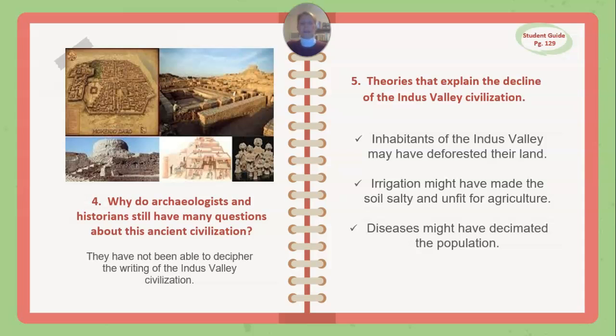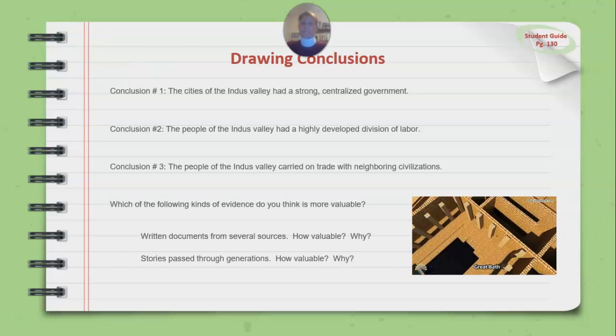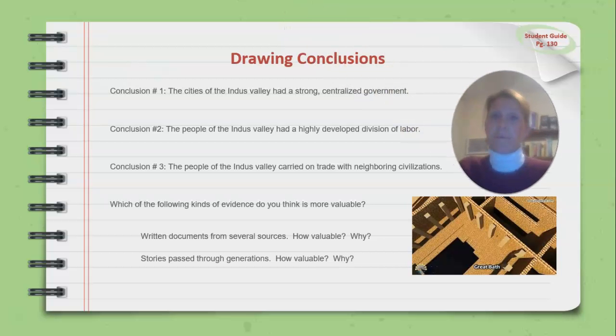Question number 5. Theories that explain the decline of the Indus Valley civilization. Inhabitants of the Indus Valley may have deforested their land. Irrigation may have made the soil salty and unfit for agriculture. Diseases may have decimated the population. And again, not noted here, but there is a theory that a natural disaster came along and the population declined as well.